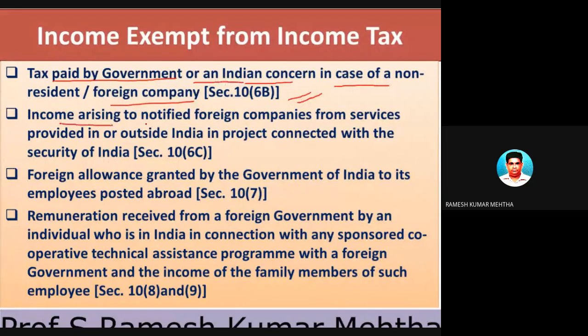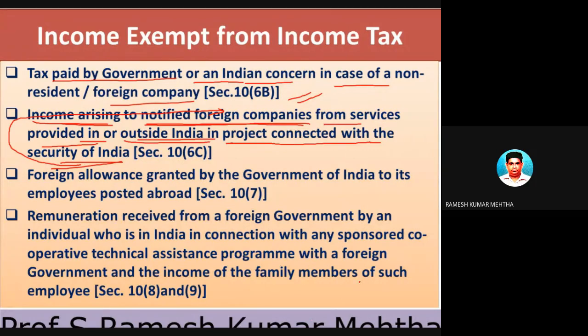In the same way, income arising to notified foreign companies from services provided in or outside India in a project connected with the security of India. If any project is connected with the security of India, in such a case, under section 10, 6C, it is fully exempted from tax. So any such income to a foreign company for this kind of services is fully exempted from tax.